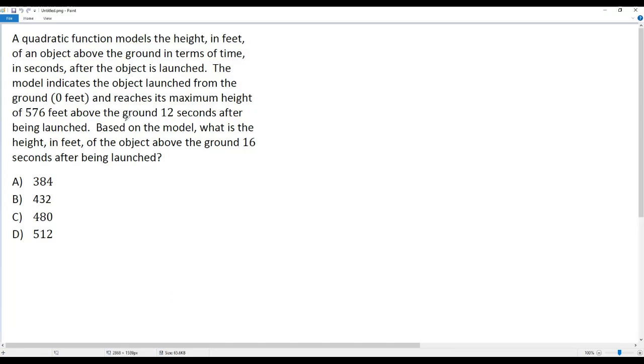Here we have a SAT math problem. Okay, let's go to the question. A quadratic function models the height in feet of an object above the ground in terms of time in seconds after the object is launched.